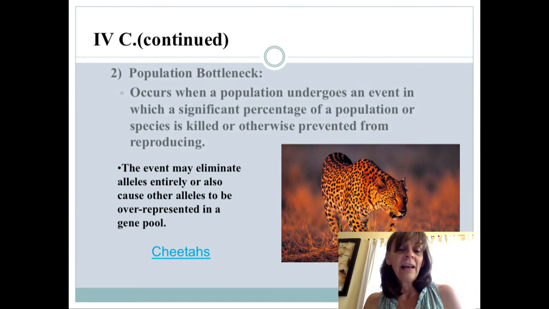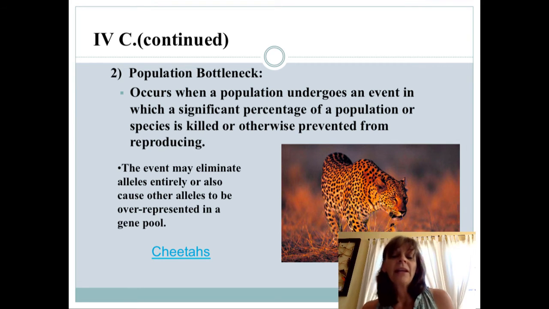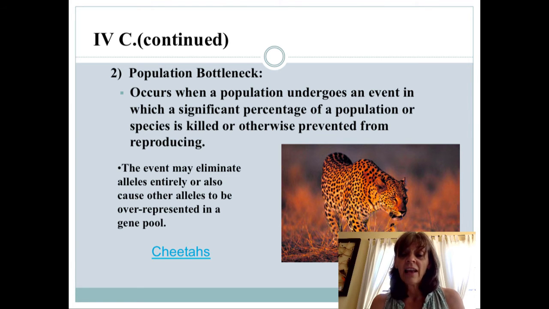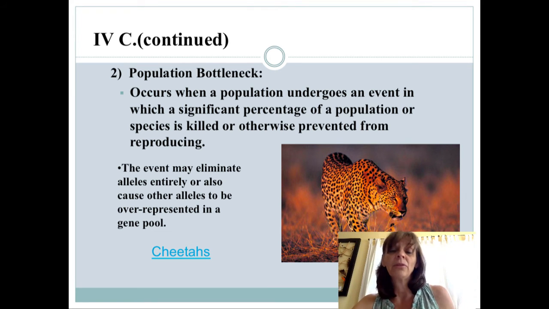Another thing that can happen is called a population bottleneck. It occurs when a population undergoes some major event and a significant percentage of the population are killed. This could eliminate a lot of alleles, and one of the examples of this is cheetahs. Cheetahs underwent a major extinction event with lots of mammals in the 1200s.